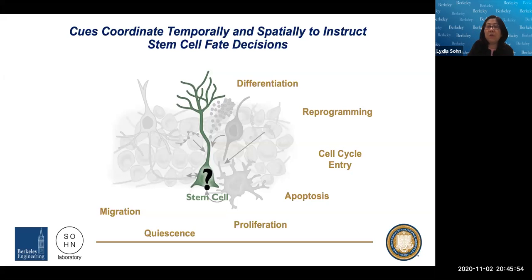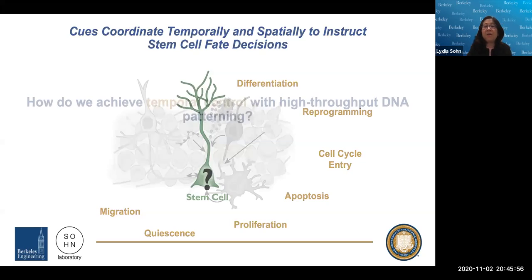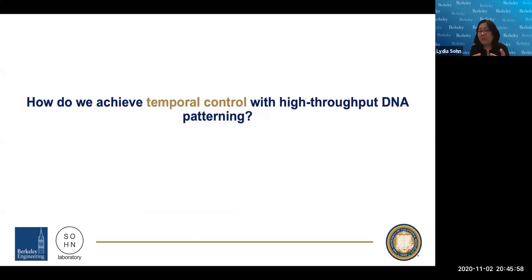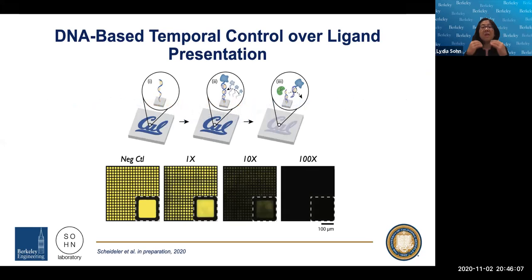So what can we do temporally? Well, this is just how we can achieve this temporally through high throughput DNA patterning. And what I'm about to show you is a little bit of a teaser. We're still working on it, but essentially we can use DNase to remove the ligand presentation from our patterned niche on our substrate, and in this way we can induce temporal control over our ligands.